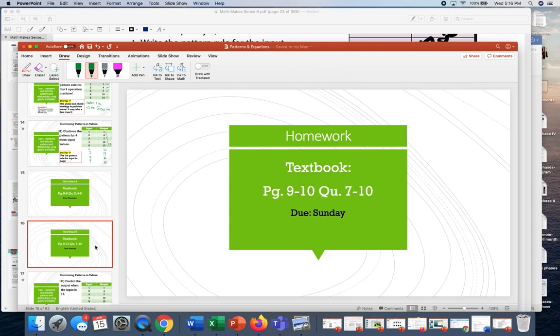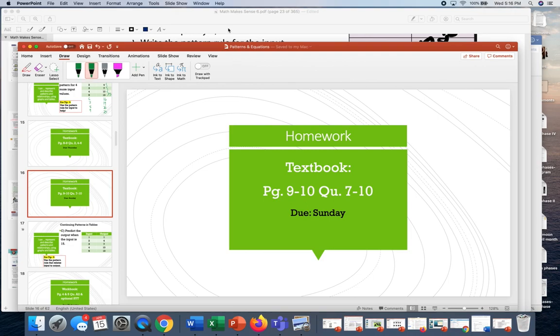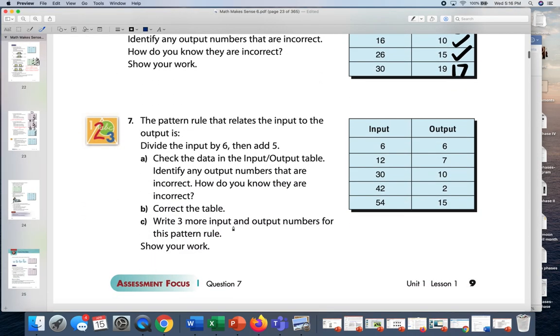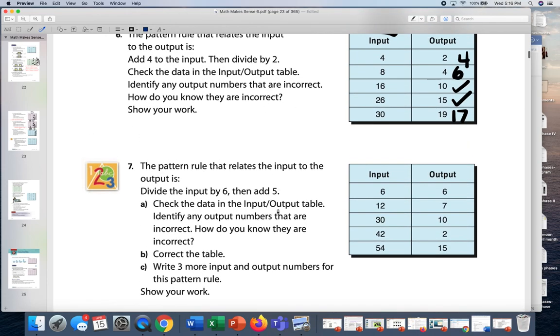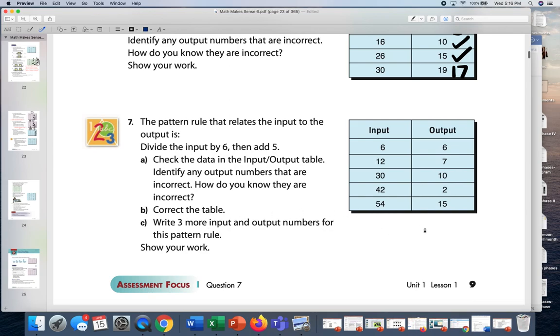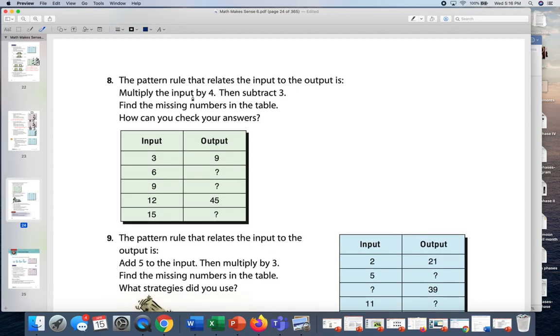And then this is our homework for Sunday. It's pages 8 and 9 of the textbook, questions 7 to 10. Basically question 7 is pretty much the exact same thing, but you just have to add in 3 more numbers. And then the same thing by correcting the table. The next one, you have to figure out what's missing by applying this pattern rule.